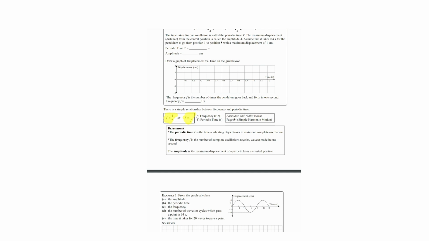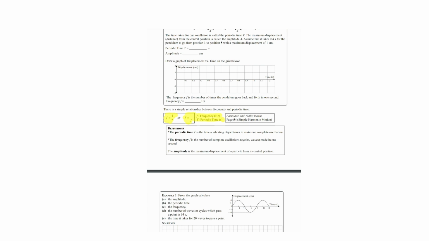Now, if you use the formula instead of the words for the definition, you've also got to do what's called the notation. You've got to write down beside them, what does frequency stand for? And what are its units? What does periodic time stand for? And what are its units? So, if you want to get full marks, and you want to give a definition as a formula, make sure you put the notation in as well.